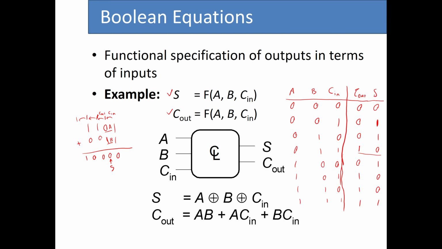But to implement this function, having only the truth table is not enough. We need to have Boolean equations that specify what this function does. So how can we get from this truth table to these two equations that represent the relationship between S and C out with the inputs A, B, and C in? That's the question that I want to answer here.